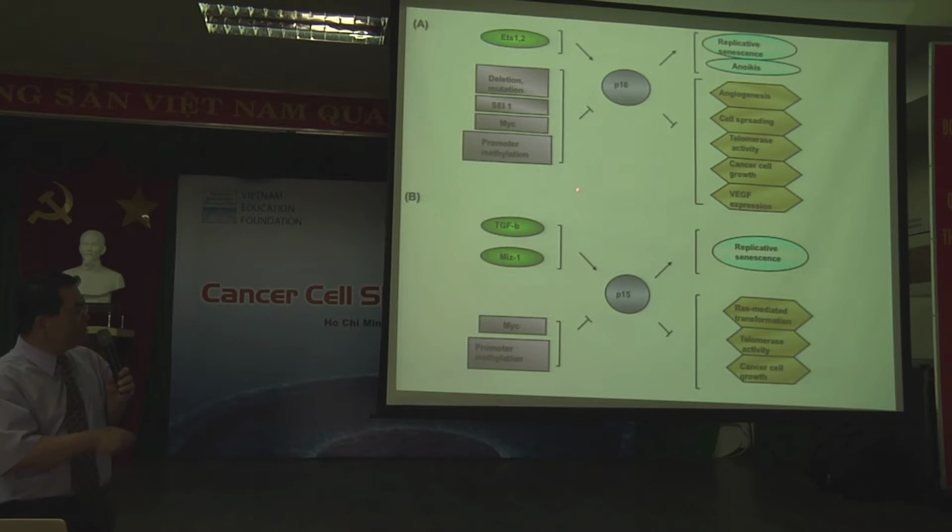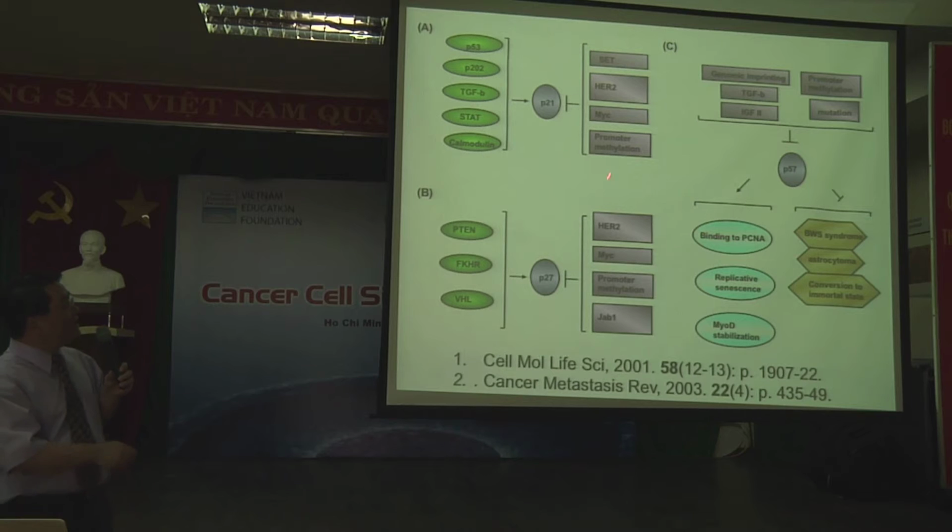So P15 does a very similar thing to P16. It's suppressed by MYC, suppressed by promoter methylation, and by other mechanisms. As for P21, P27 and P57, they are regulated in different pathways as well. P21 is regulated by P53, as I said earlier. It could be regulated by TGF-beta, and it could be suppressed by some of the important oncogenes, like MYC or HER2.